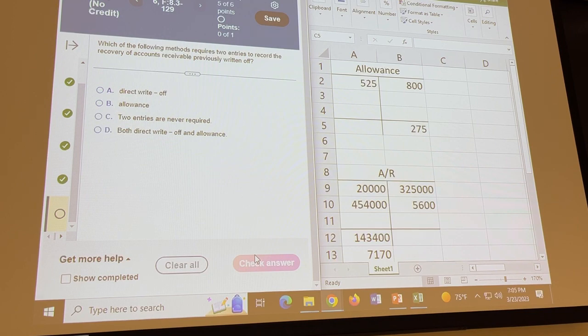Okay, which of the following methods requires two entries to record the recovery of accounts receivable previously written off. It's D. Yes, we saw in the lecture, both of those methods, we had to make 2 entries to show the recovery of amounts that were previously written off, yes.